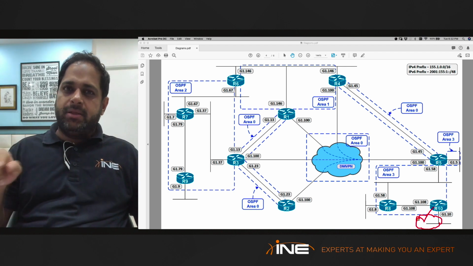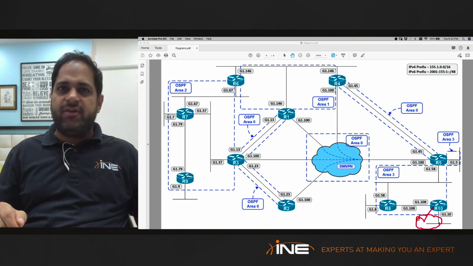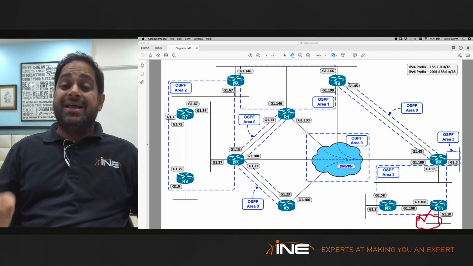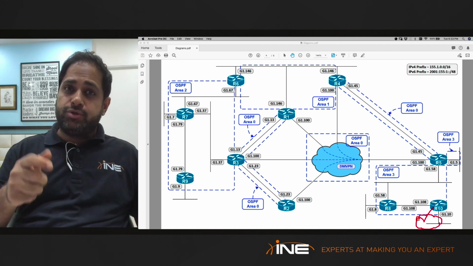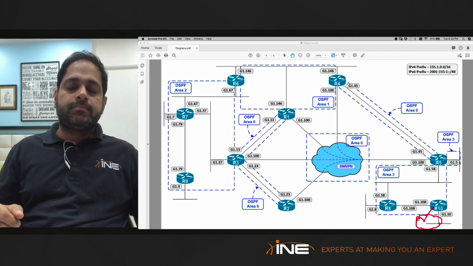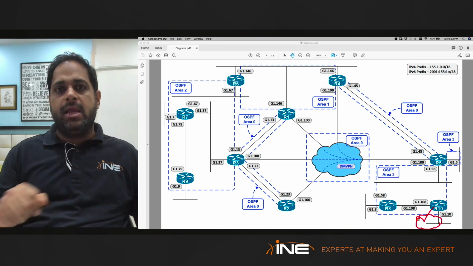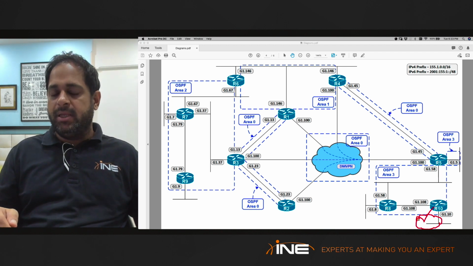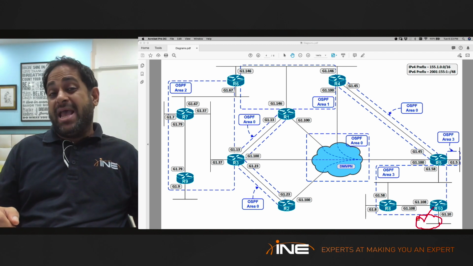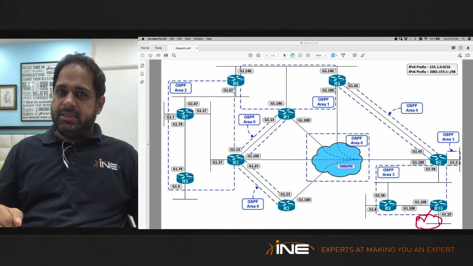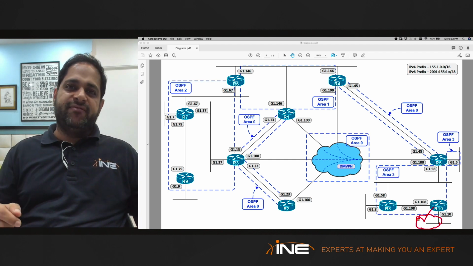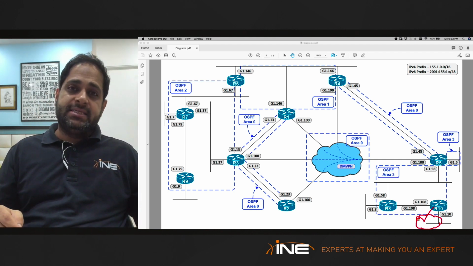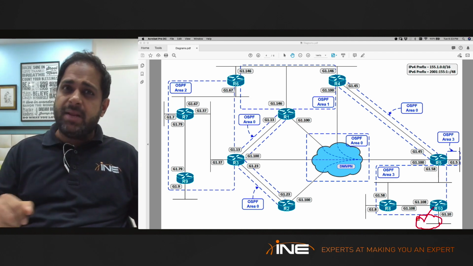So the problem with stub and totally stub is that I cannot have an ASBR present in the stubby or totally stubby areas. That limitation was eliminated in not-so-stubby and totally not-so-stubby areas. So in not-so-stubby and totally not-so-stubby, basically you can have an ASBR. But one difference: you will not generate LSA 5 as an ASBR within the NSSA area. Instead, you will generate LSA 7. Let me in fact show you that.